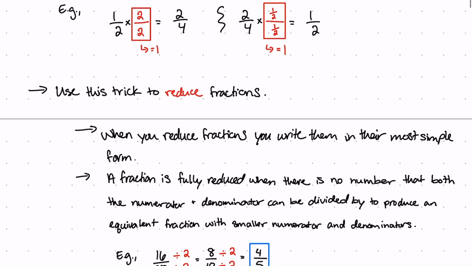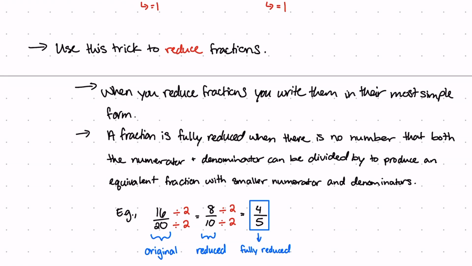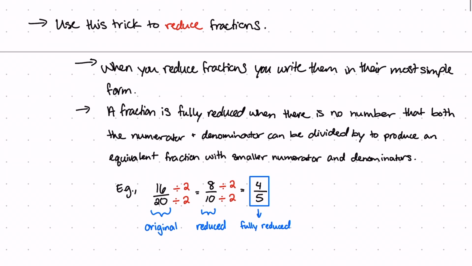And so when you reduce a fraction, you're writing it in its most simple form. So a fraction is fully reduced when there is no number that both the numerator and the denominator can be divided by to produce an equivalent fraction with a smaller numerator and denominator. So for example, we have 16/20. This is our original fraction.